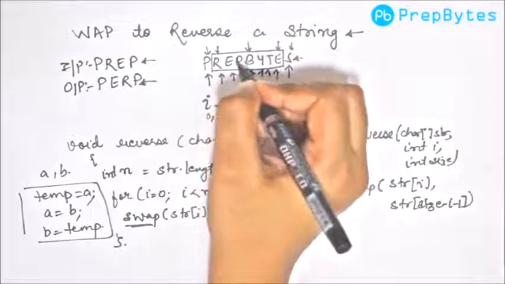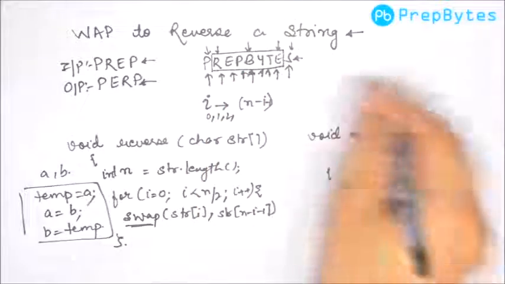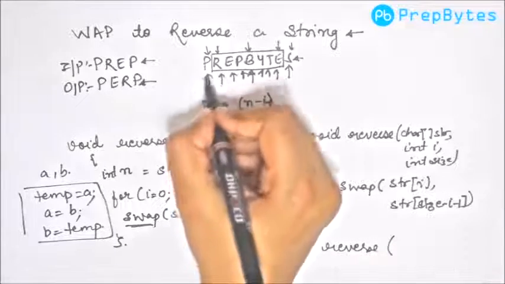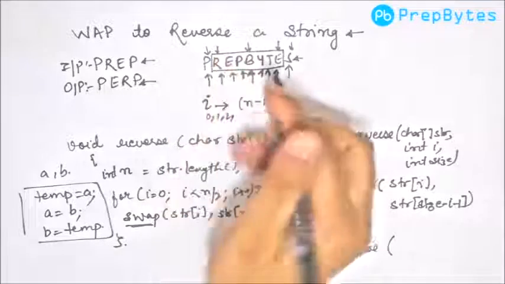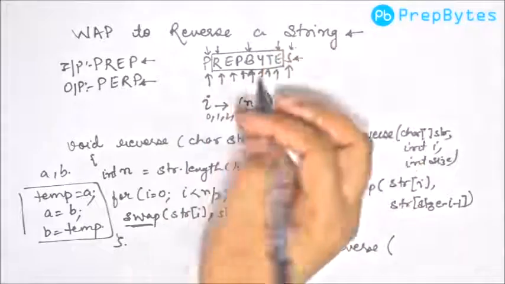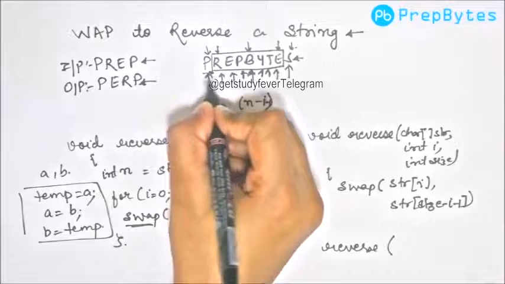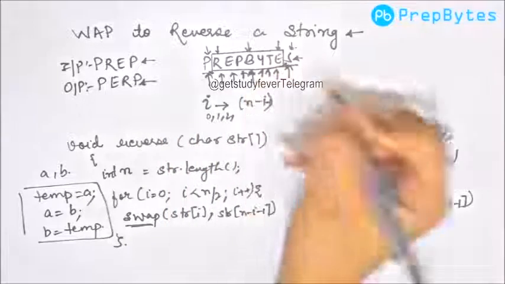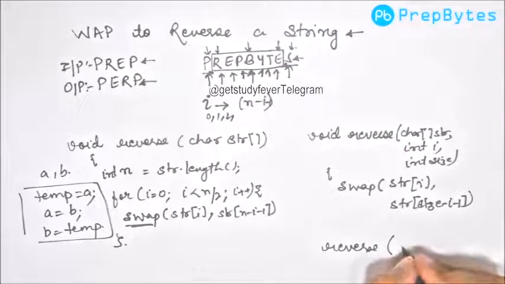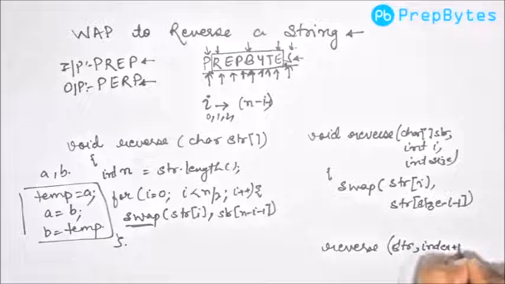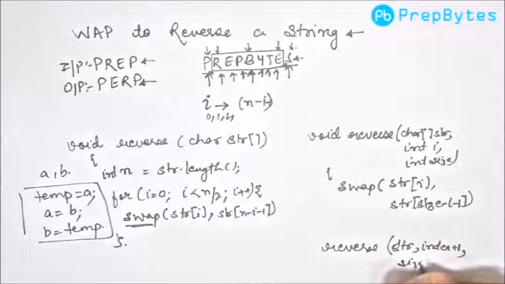So what we do, we call this function again. So we increment i, because we need the reverse of the ith to n minus ith element. So it goes like this again: str, index plus 1, comma, size.